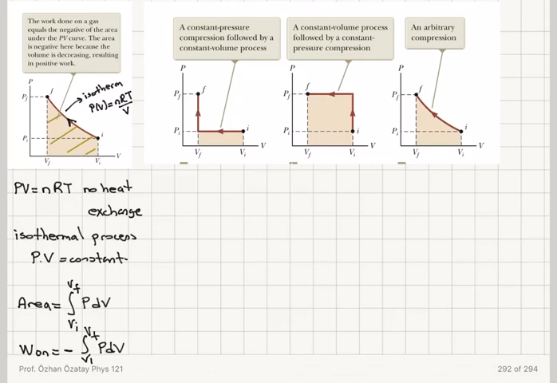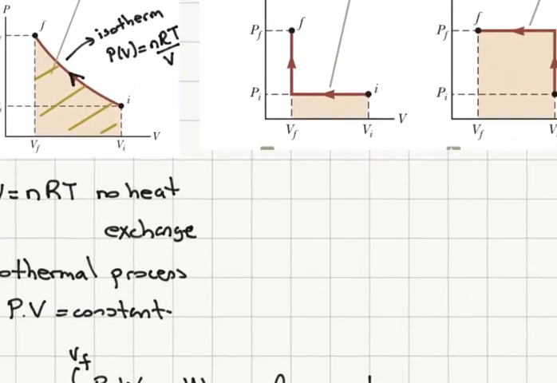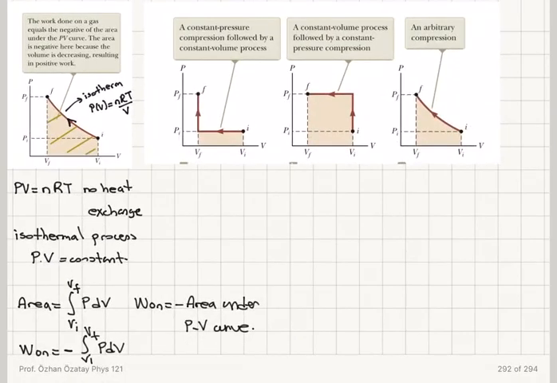So therefore, the area and the work have a relationship, they are related. The work done on the gas is minus the area under the PV curve. Alright, so I find that the work that I will do will be positive if it's a compression process. So the work done on the gas will be positive if it's a counterclockwise motion on the PV diagram.